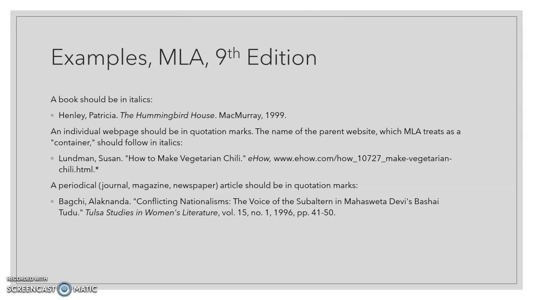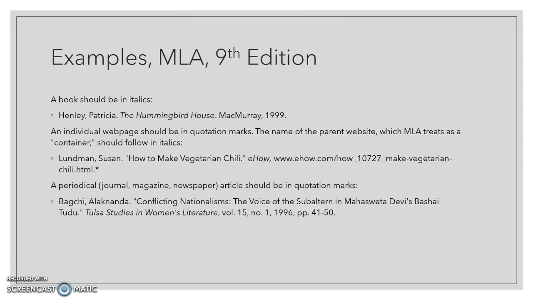A periodical, this would be like a magazine, like Time Magazine, might be something that is printed frequently like the New York Times. In this case, you have an author. Sometimes you don't, but you might have an author, and in this case, last name first. You also have in quotes the title. So if it was a New York Times article, this would be the title of the article. And then in italics, there would be the name of the periodical, whether it was the New York Times, Time Magazine, or in this case, Tulsa Studies in Women's Literature. And because it is a periodical, we have volume 15, number 1, and a date and specific page numbers.